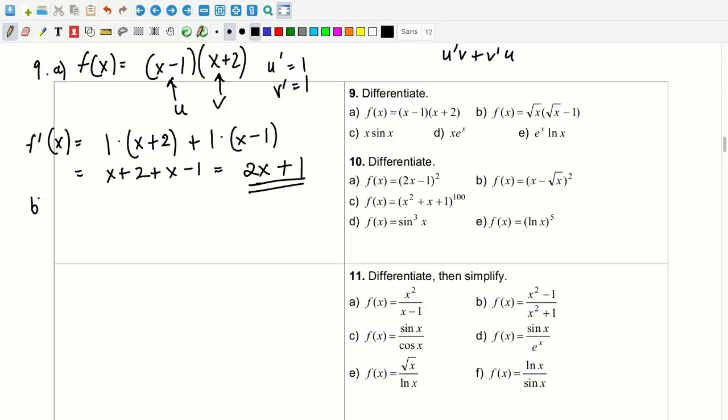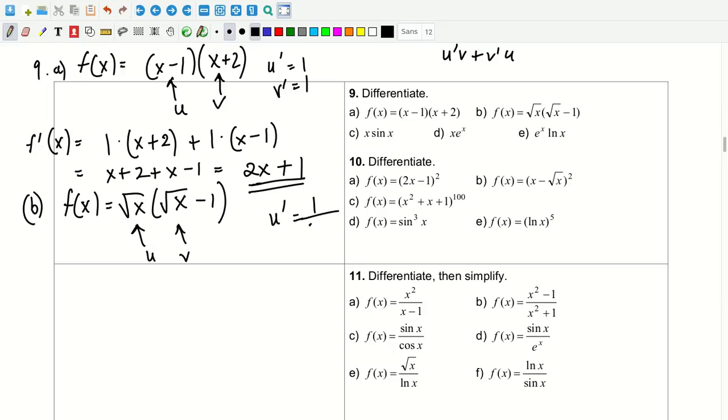Now let's do part B. Part B has some square roots. Now, what I'm going to do, I think, is instead of... no, actually it's not too bad. I'm just going to go with it. So call this u, call this v. So u prime, I said in previous videos that the derivative of the root of x is going to be 1 over 2 root x. So it's going to be like that. Same goes for v as well, actually, because the minus 1 doesn't really do much. So 1 over 2 root x.